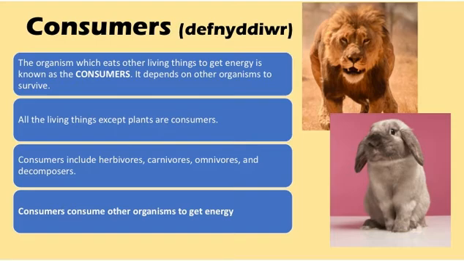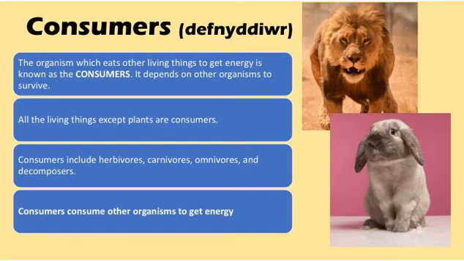Consumers include herbivores, carnivores, omnivores, and decomposers. So we said earlier, a herbivore is an animal that only eats plants. A carnivore is an animal that only eats meat and other animals. An omnivore is an animal that can eat both plants and animals. And a decomposer is something that eats dead plants and animals. Consumers will consume other organisms to get energy. So that last point there is a very easy definition for you guys to remember. Consumers consume other organisms to get energy.